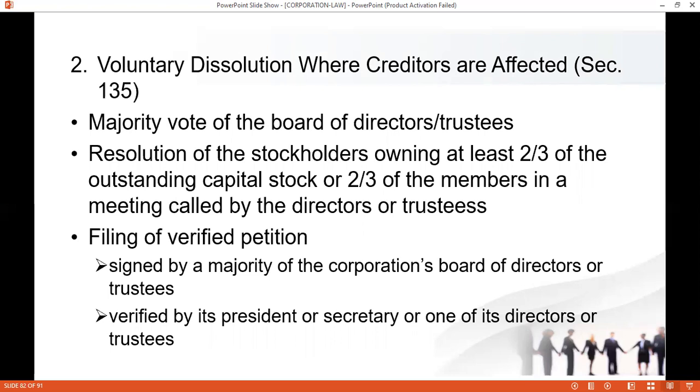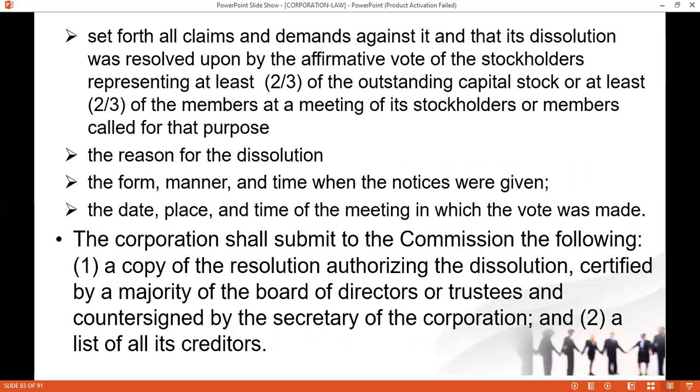Okay, yung ipa-file natin. Signed by a majority of the corporation's board, verified by its president or secretary or one of its directors or trustees. Then set forth all claims and demands against it, and that its dissolution was resolved upon by the affirmative vote of the stockholders representing at least 2/3 of the outstanding capital stock or at least 2/3 of the members at a meeting of its stockholders and members called for that purpose. And ano yung reason? Form, manner, and time when the notices were given, date, place, and time of the meeting in which the vote was made.